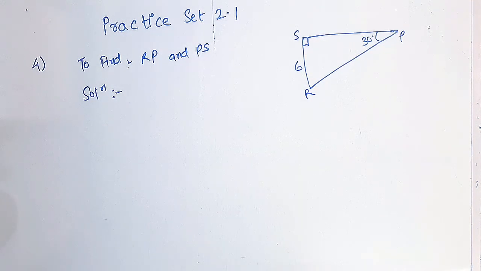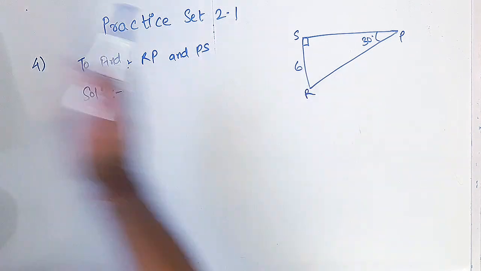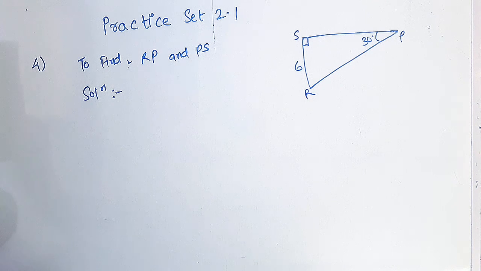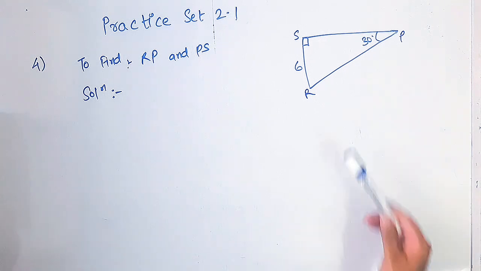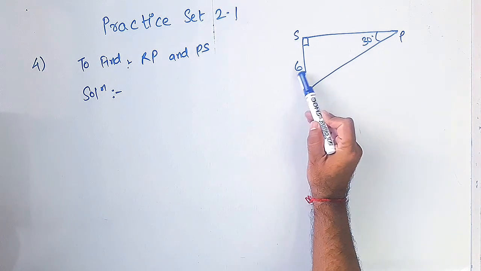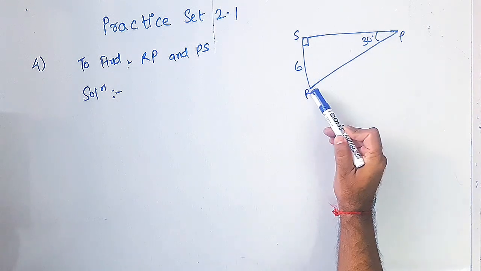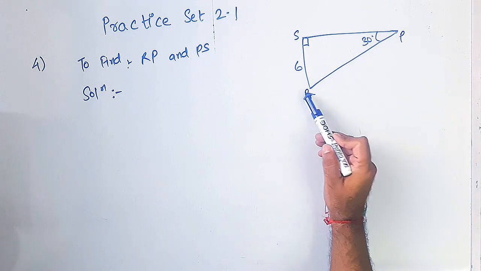Fourth one, very easy. You can see this is a right angle. Not only a right angle, one of the angles is 30 degrees. So you can see this is a 30, 60, 90 triangle. And 30, 60, 90, you have learned the properties. What are the properties? Side opposite to 30 degree is half of the hypotenuse. This is the hypotenuse, so this will be half of the hypotenuse.